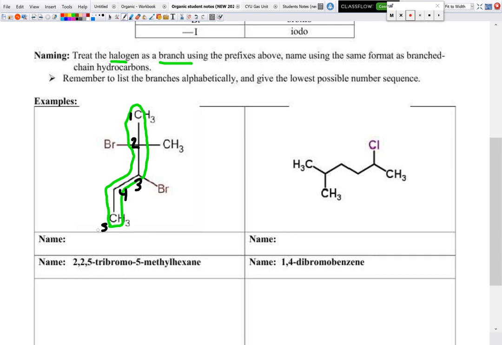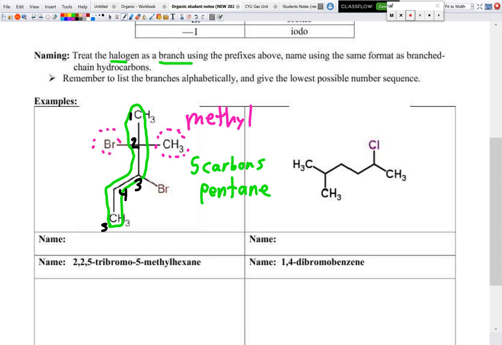So we have 5 carbons, so our parent is equal to pentane. And now we just need to name our branches. This one right here, just CH3, is a methyl branch. But now, up above we have these halogens right here, and this is bromine, so its branch name is bromo.